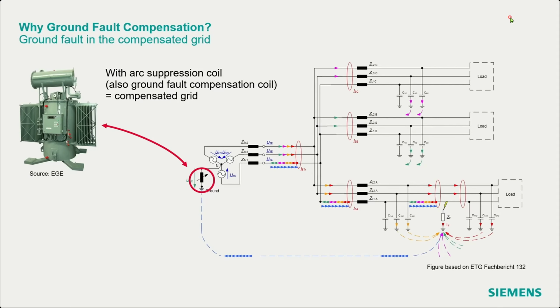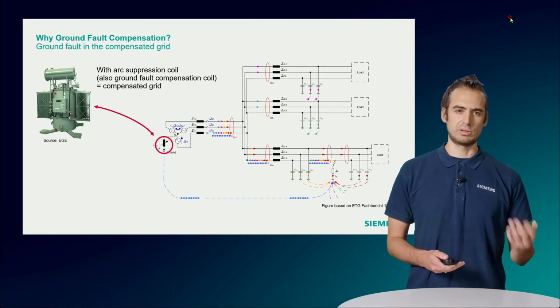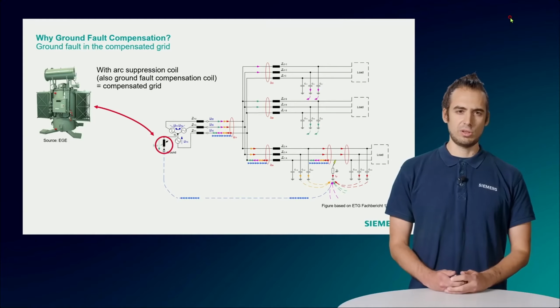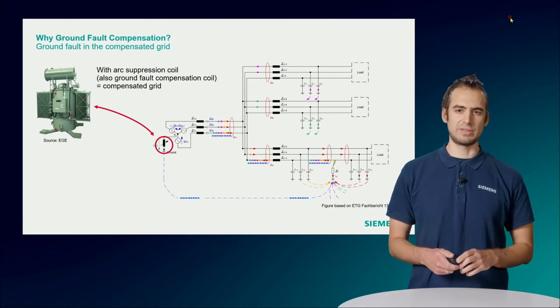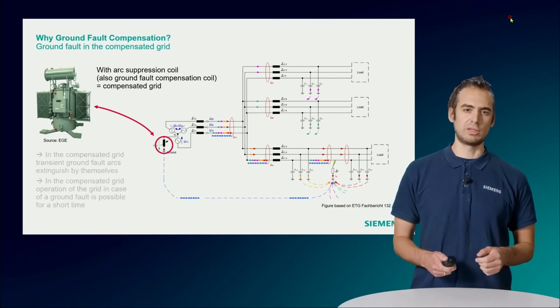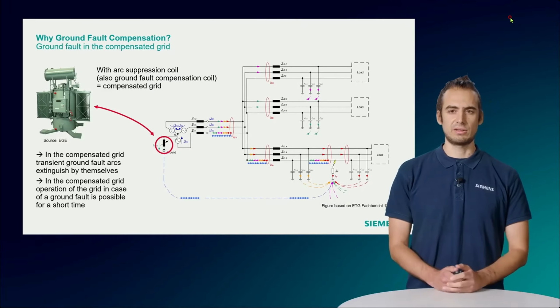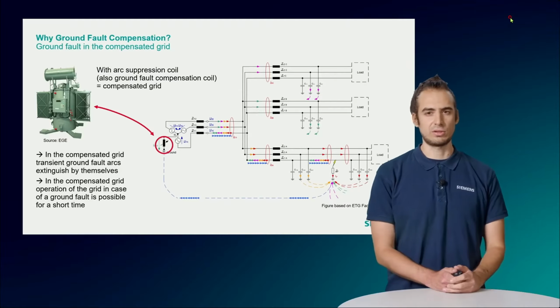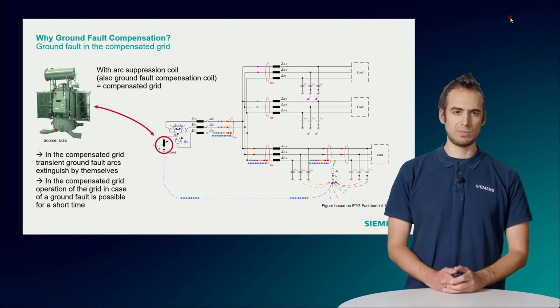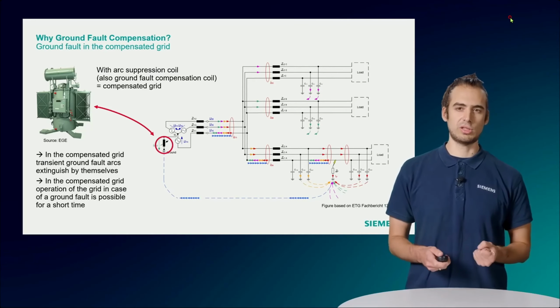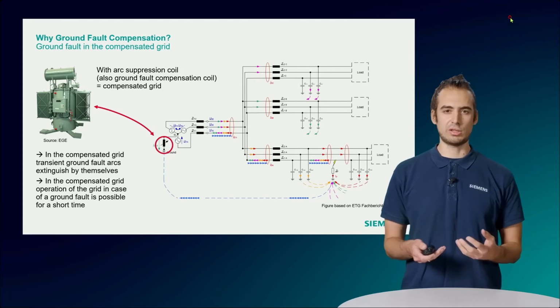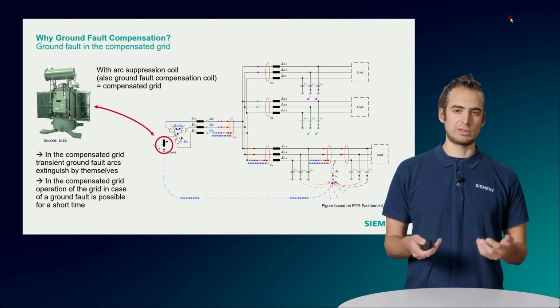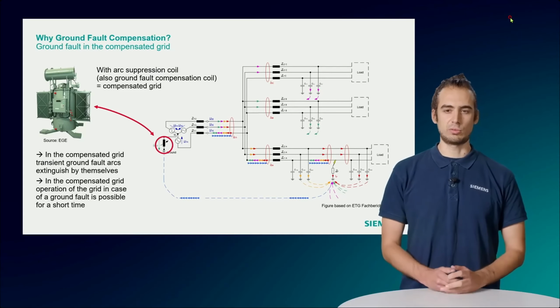And we now can tune the value of the coil impedance to the value of the line to ground capacity, and by this we can nearly completely compensate the fault current in the case of a ground fault. And the advantage here, of course, is that we have really low fault currents, and because of this, if we now have a transient fault arc, the arc will extinguish by itself and the fault will be cleared.